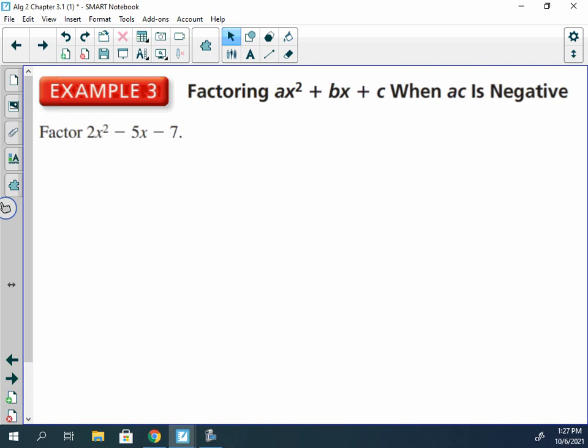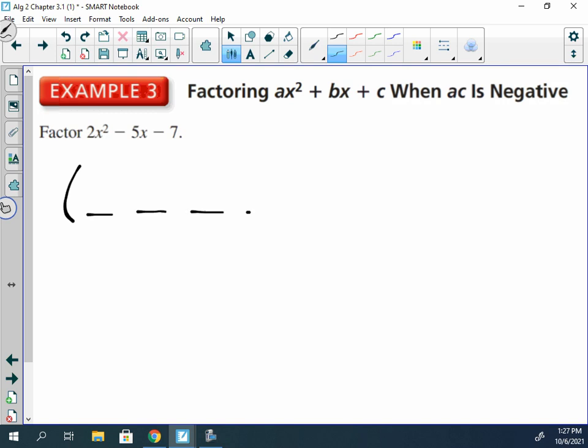Step 2 is write 2 sets of parentheses. Okay. Parentheses, 1, 2, 3. Close parentheses. Open parentheses, 1, 2, 3. Is that it for step number 2?